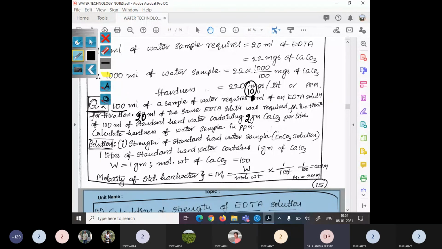100 ml of water sample requires 10 ml of EDTA for the titration. In the same way, 20 ml of the same EDTA solution is required for the titration of 100 ml of standard hard water containing 2 grams of calcium carbonate per liter. Try to solve the problem and tell me the answer. Is everybody doing it or not? Doing, sir.